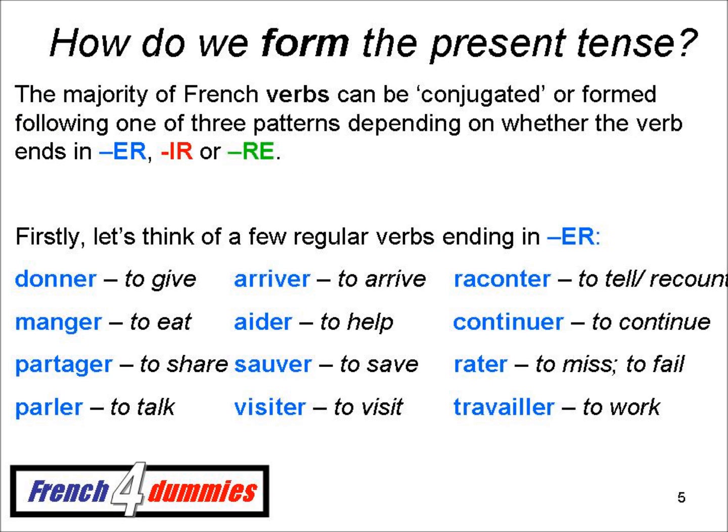It's all very well knowing what to use the present tense for, but how do we form the present tense when we're writing or speaking, for example? Basically, it's all about verbs and how we can conjugate them or form them in the present tense. In the French language, there are three different patterns we can use to conjugate verbs, depending on whether the verb ends in an ER, an IR, or an RE.